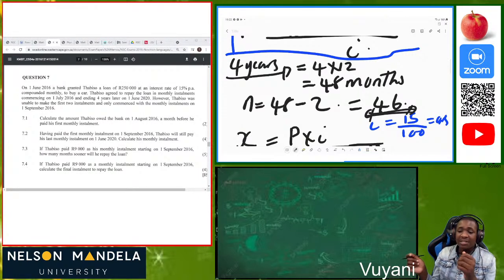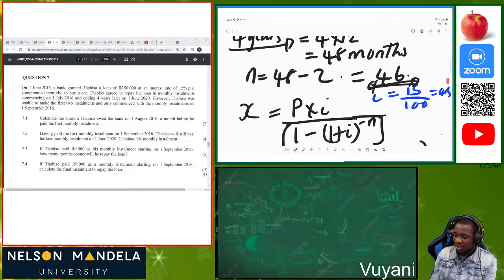Then we said 48 minus 2 months, which he was not able to pay. Then we ended up having 46. So this was the number of our period, this is the period 46.